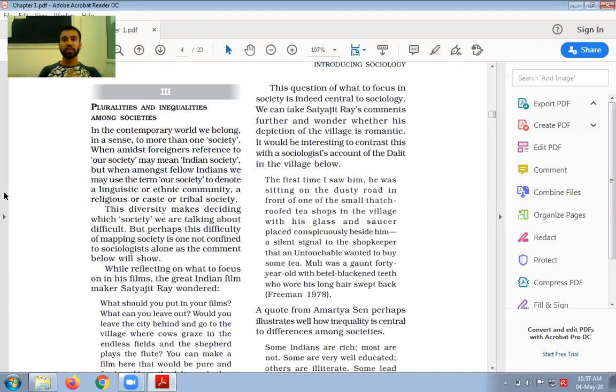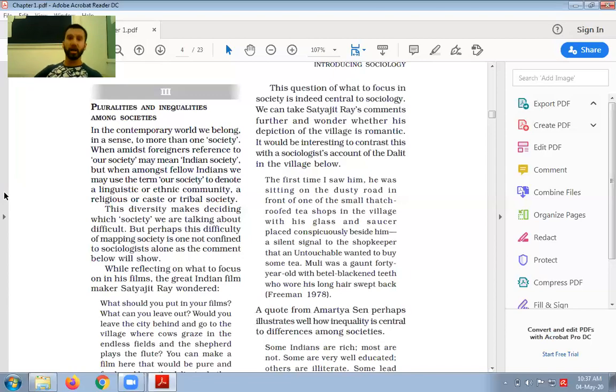I'm talking about the first state. The first state that was created on the basis of language was Andhra Pradesh. It was created in 1953. So Andhra Pradesh was formed on the basis of language. Telugu speaking people came and formed a state, and that state was Andhra Pradesh. So Andhra Pradesh was the first state formed on the basis of language.